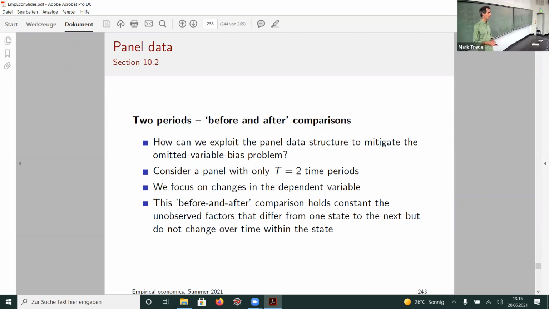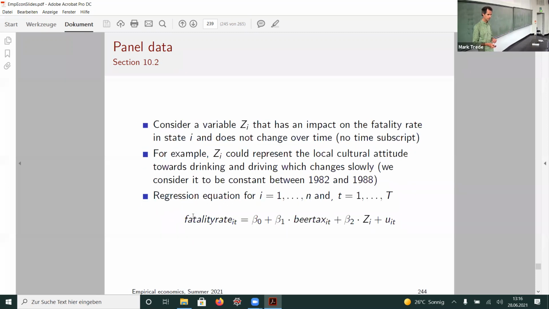And in that way, we will quickly see that since we assume that within the state, the cultural attitude doesn't vary over time, we can actually get rid of these omitted variables. All right, so let's consider a variable that has an impact on the fatality rate and does not change over time. So this Z is not an instrument here, but some kind of omitted variable. Okay, so it has an impact on the fatality rate, and it does not change over time. The cultural attitude, for instance.